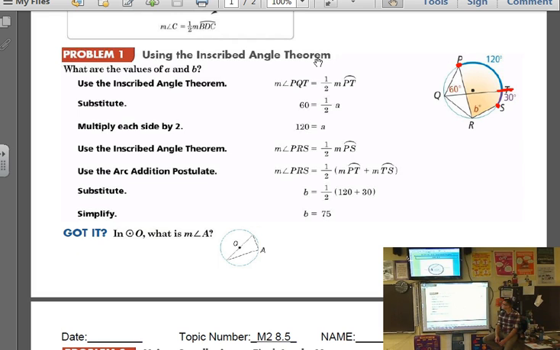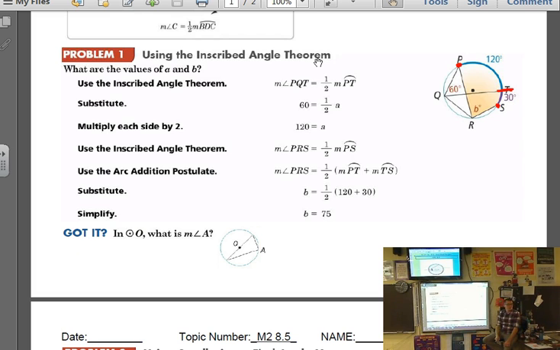Wait, how did you get the 120? Yeah. So this 60 would have been given, and because I know that PQT are all on the circle, then I know that the arc of PT is going to be twice that of the inscribed angle. And then we use it backwards, trying to solve the angle. I know it's half of the arc. The arc's double the angle, or the angle's half the arc.